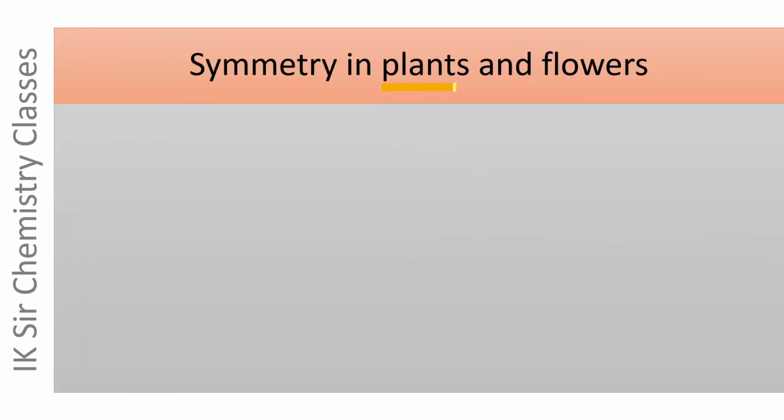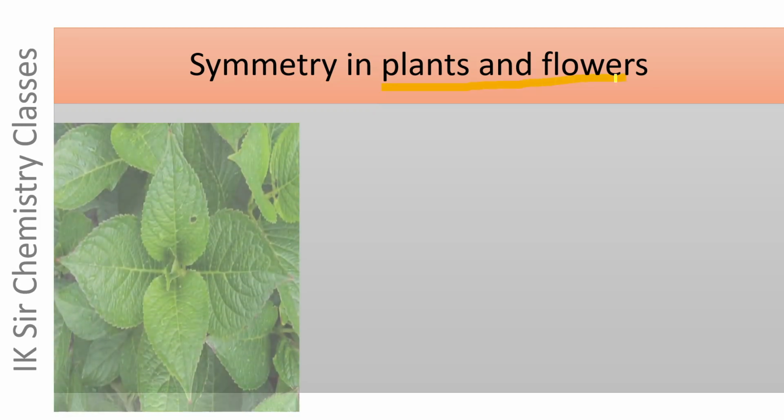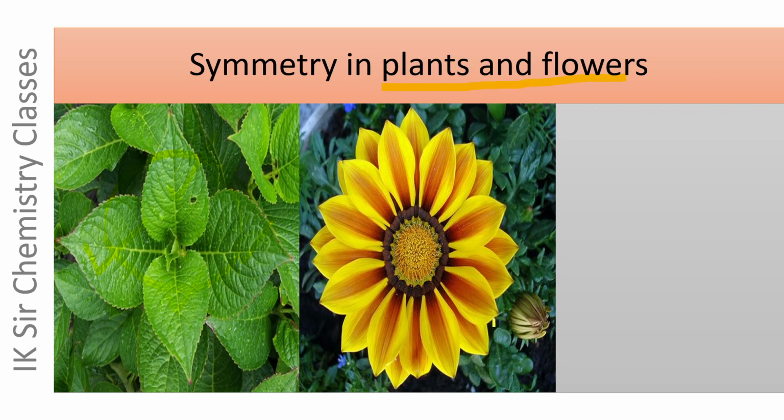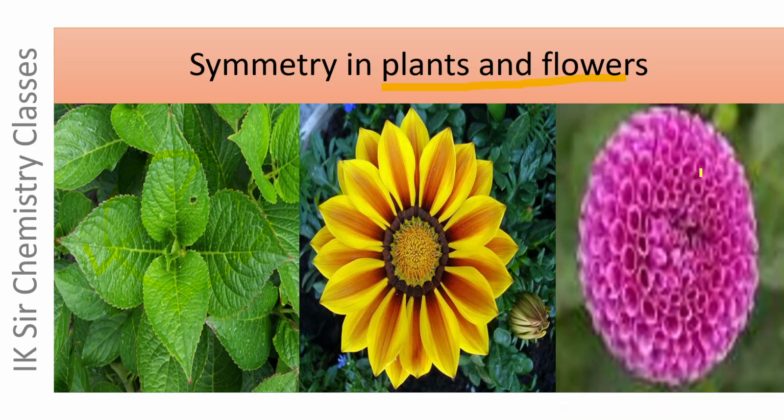Symmetry in plants and flowers. Plants and various flowers observed in nature are symmetrical in nature. This plant has similar leaves on two sides. These two leaves are similar and hence this plant is symmetrical in nature. This flower is symmetrical, having similar petals on opposite sides, and this flower is also highly symmetrical in nature.